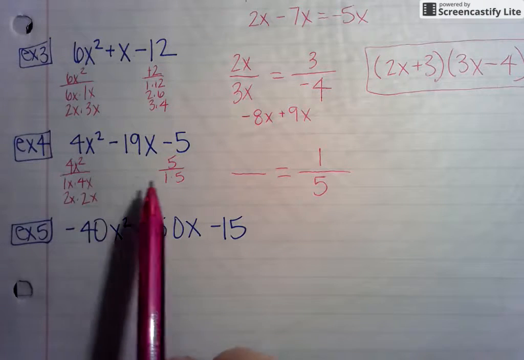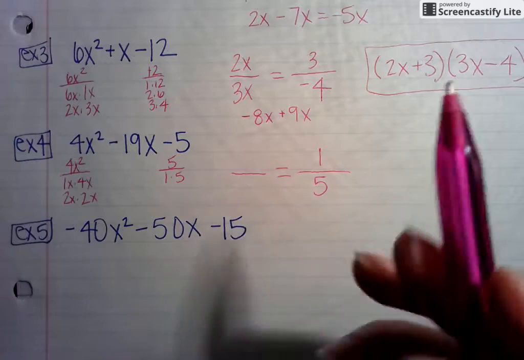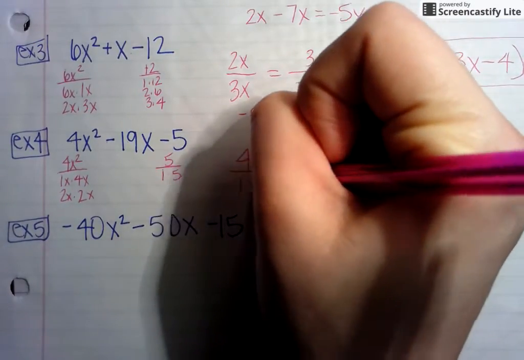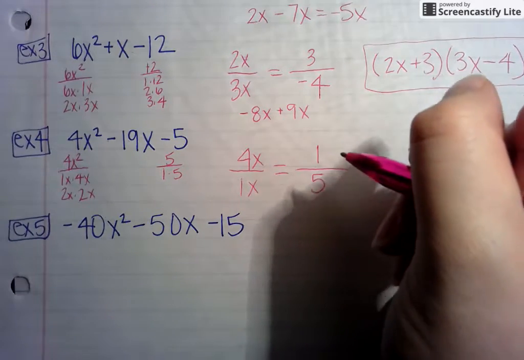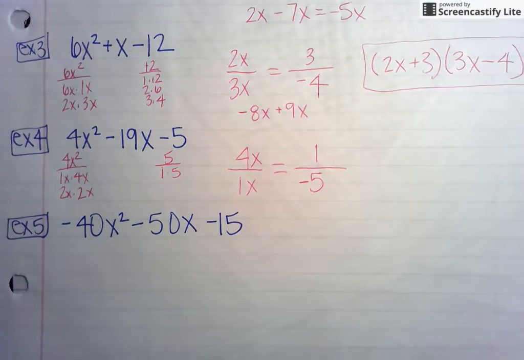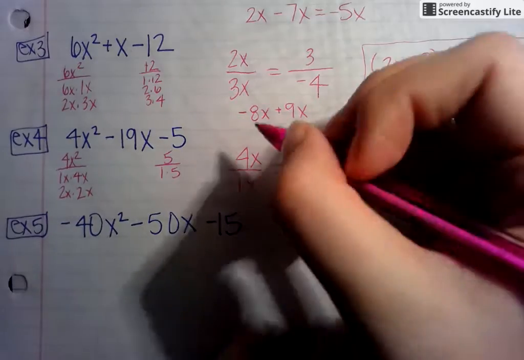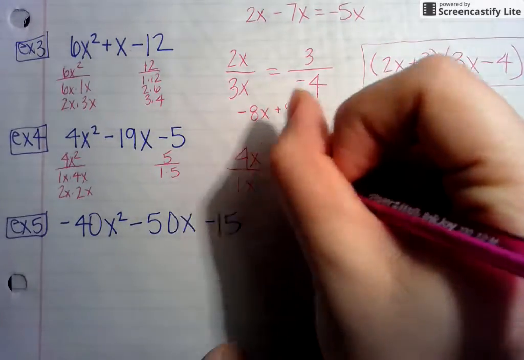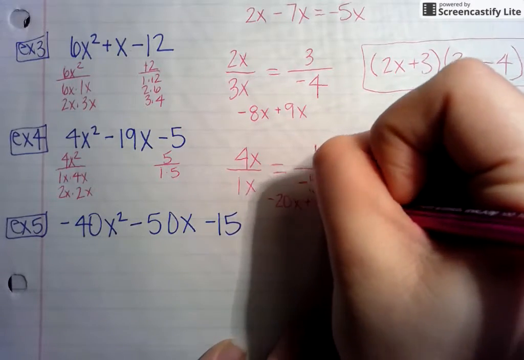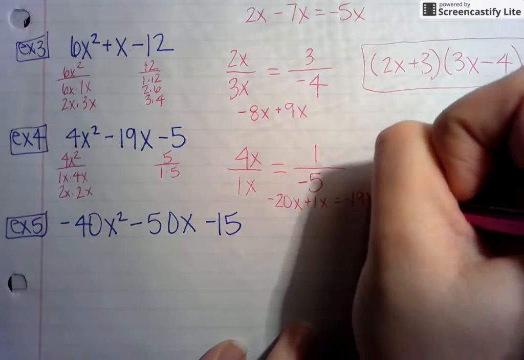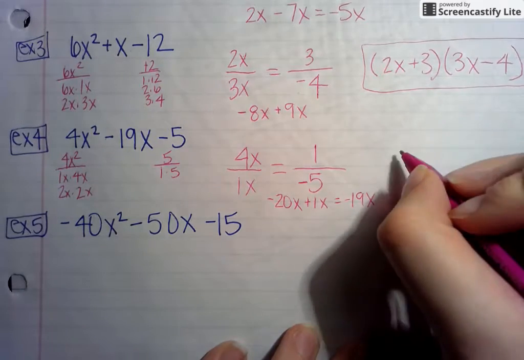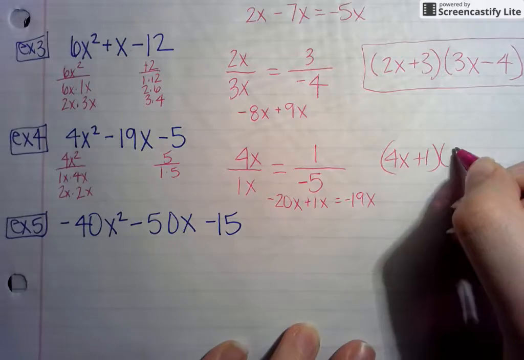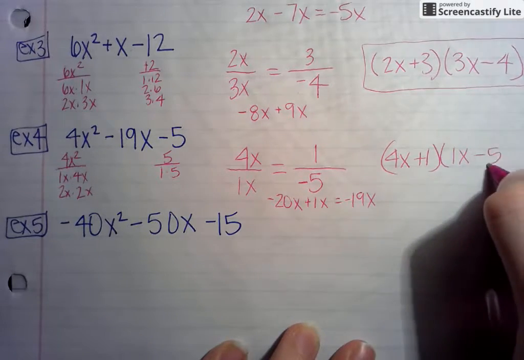Well, I know that 4 and 5 multiply to get me 20, so I'm going to put 4x on top and 1x on bottom, and I want to get a negative 20, so we're going to put that negative 5. So I have 4x times negative 5 is negative 20x. 1 times 1 is plus 1x, which gives me that negative 19x. So my two binomials are 4x plus 1 and 1x, or just x minus 5.